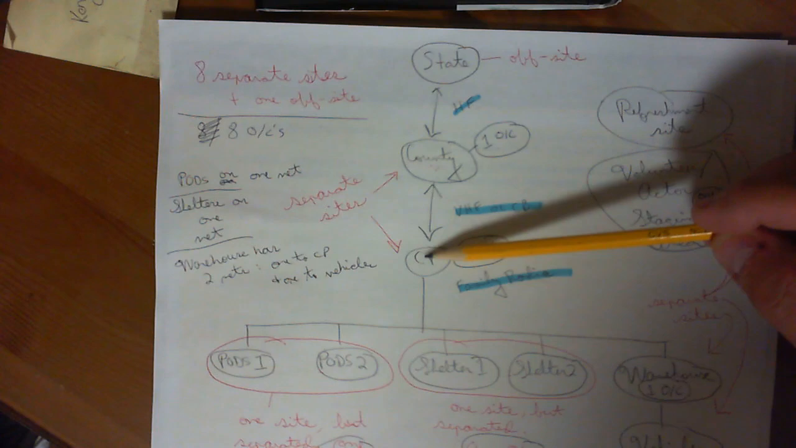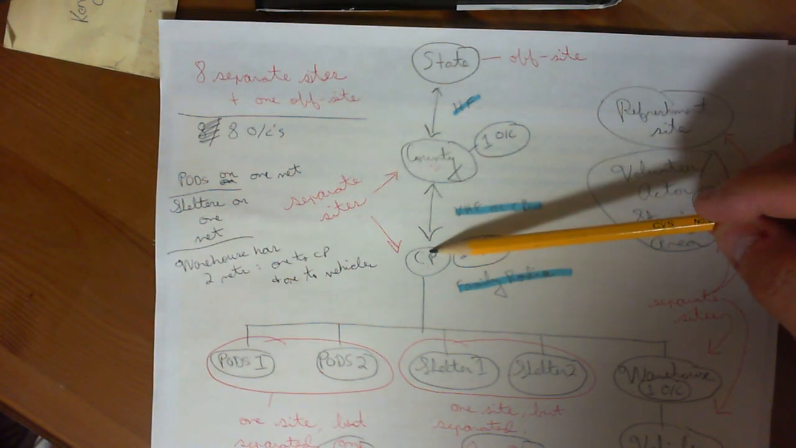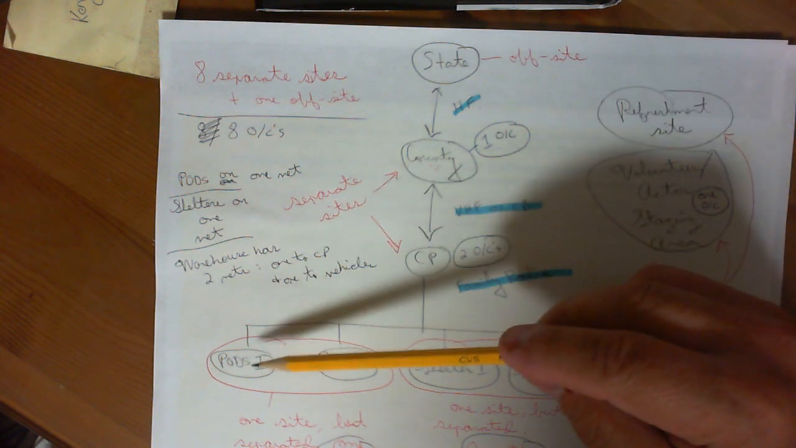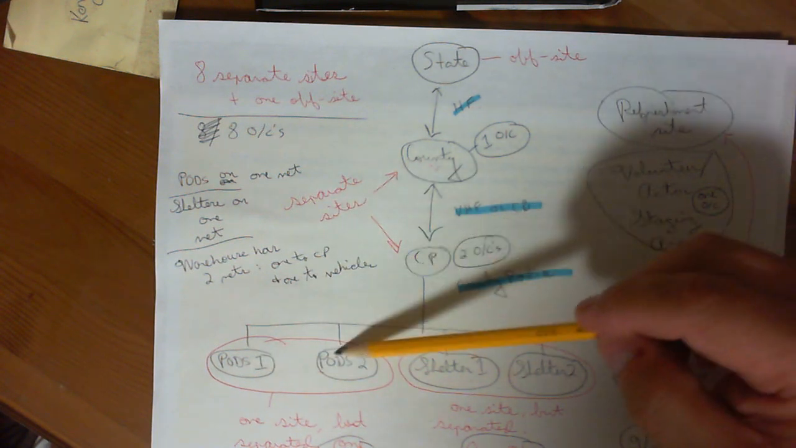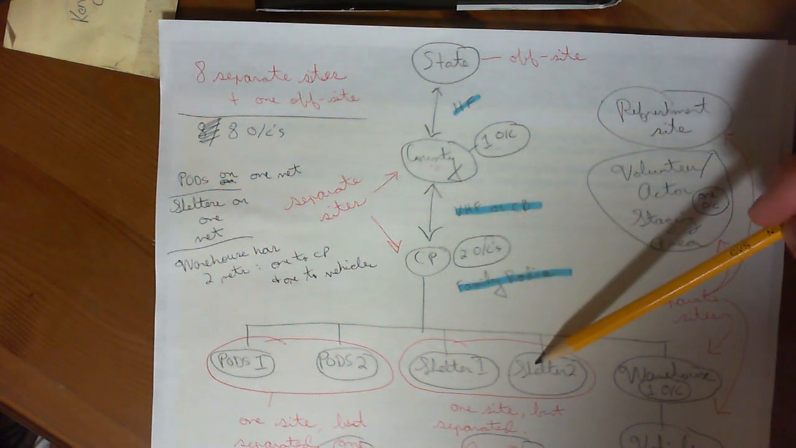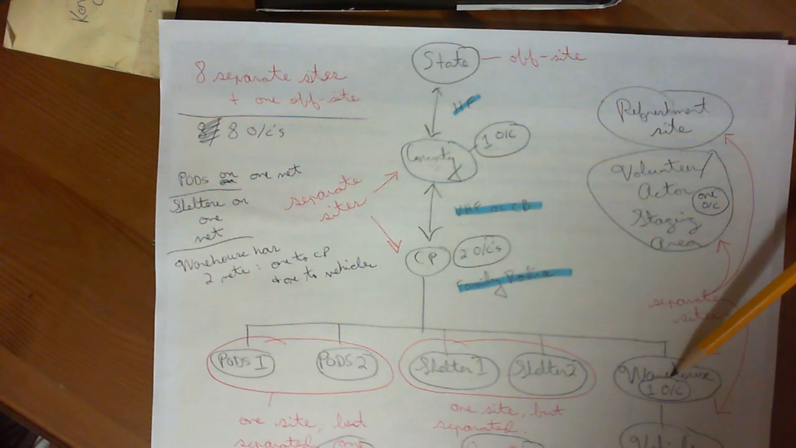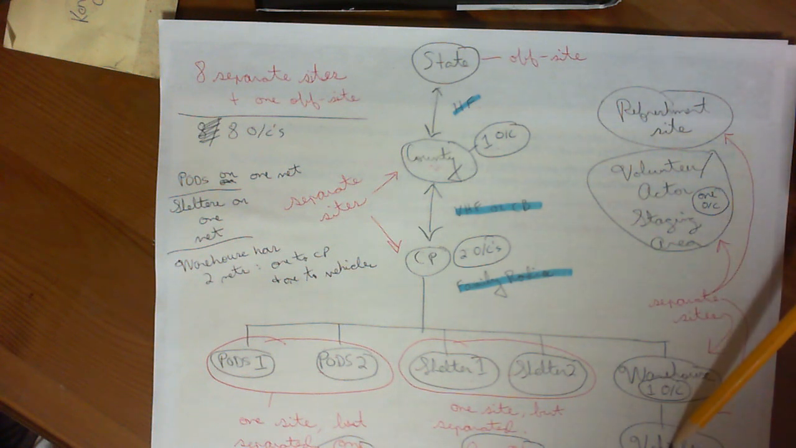Well, there's county. County talks to the CP. The CP on one net talks to pods 1 and 2. On a separate net, it talks to shelters 1 and 2. And on one net, it talks to the warehouse. The warehouse has two nets. It talks to the CP, and it talks to two drivers that have a choice of 4 trucks and a van.